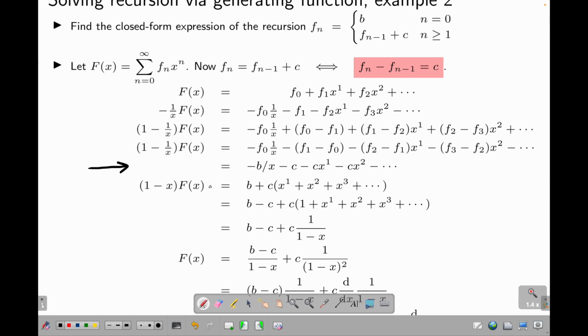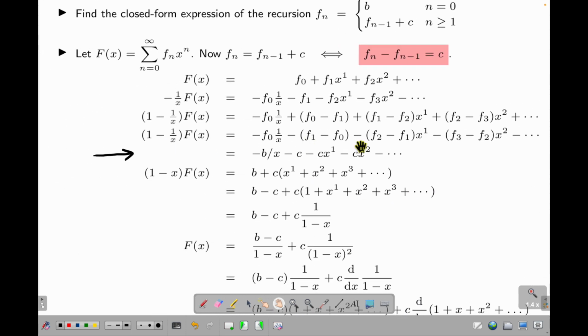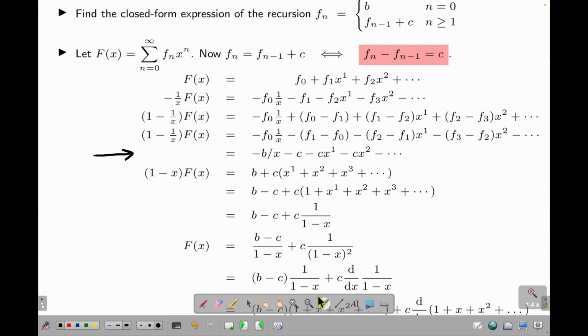What's next? I'm going to multiply the whole thing by negative x. So 1 minus 1 over x multiplied by negative x gives me negative x plus 1, which is 1 minus x. So this side gives me 1 minus x. From this side, we multiply by negative x, so the negative sign here disappears with the b. This one will give us all positive signs, so we will see x squared, and so on.